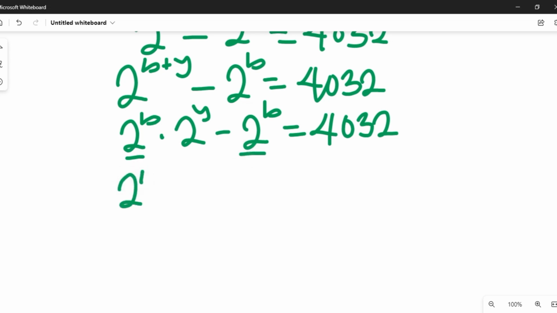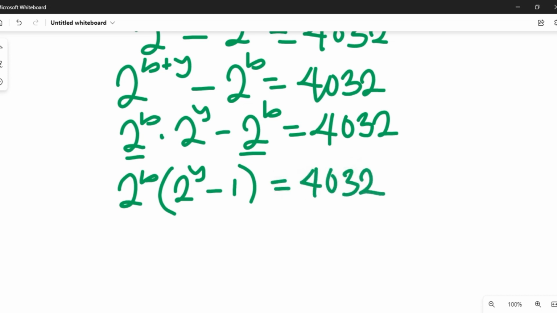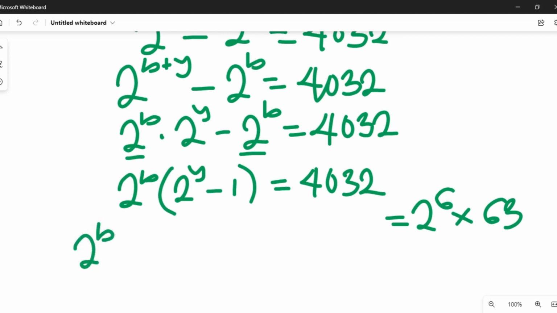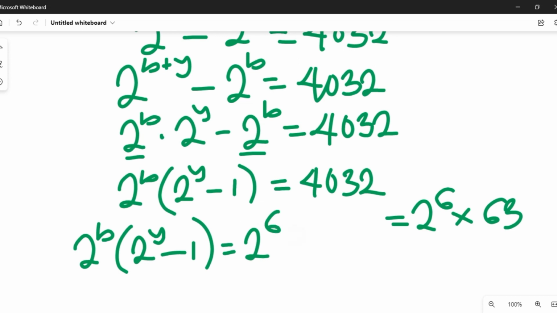So we'll bring out the common term, which is 2 raised to power b. I will be left with 2 raised to power y minus 1 over here, and this will be equal to 32. Now, let's simplify 32. 32 can simply give us 2 raised to power 6 multiplied by 63. So if we apply that here, we're going to have 2 raised to power b into bracket 2 raised to power y minus 1 equal to 2 raised to power 6 multiplied by 63.